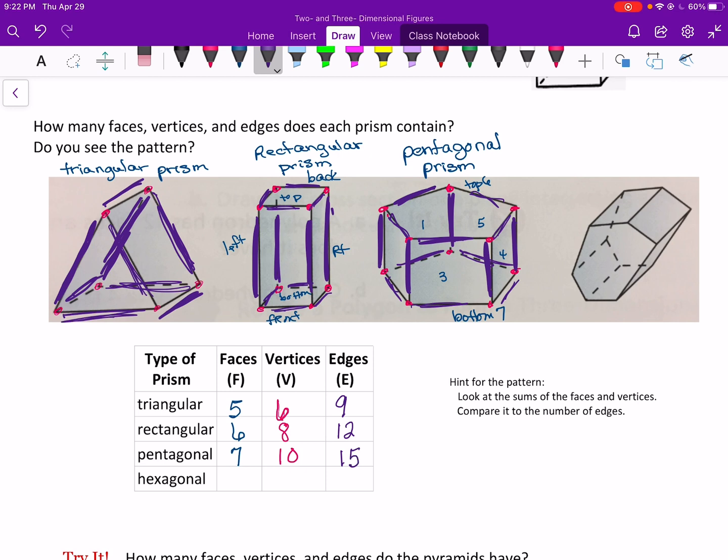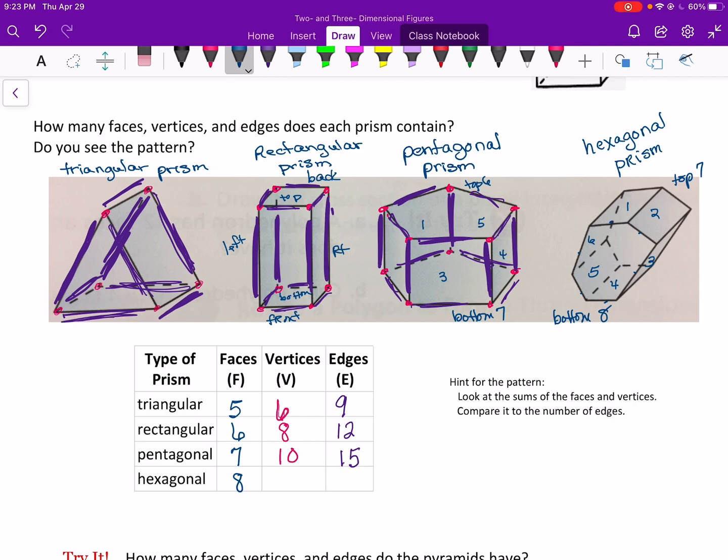All right, and finally, the last one. 1, 2, 3, 4, 5, 6. It may not be a regular hexagon on the top and the bottom, but it is a hexagon. So this is a hexagonal prism. All right, let's do some counting. Let's count the faces. I'm going to go around the outside first. 1, 2, 3, 4, 5, 6, because they're hexagons. And then the top makes 7, and the bottom makes 8.